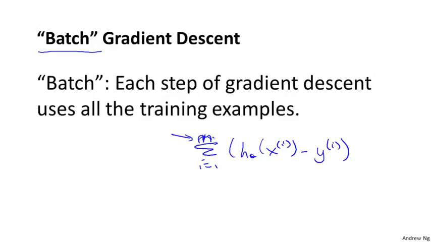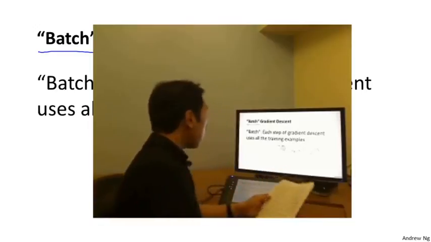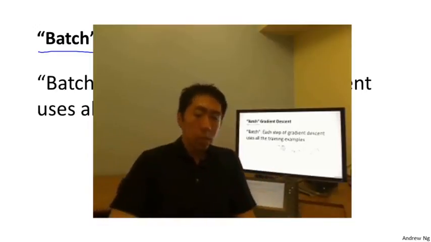There are sometimes other versions of gradient descent that are not batch versions, but that instead do not look at the entire training set, but look at small subsets of the training set at a time. We'll talk about those versions later in this course as well. But for now, using the algorithm you just learned about, batch gradient descent, you now know how to implement gradient descent for linear regression. So that's linear regression with gradient descent.